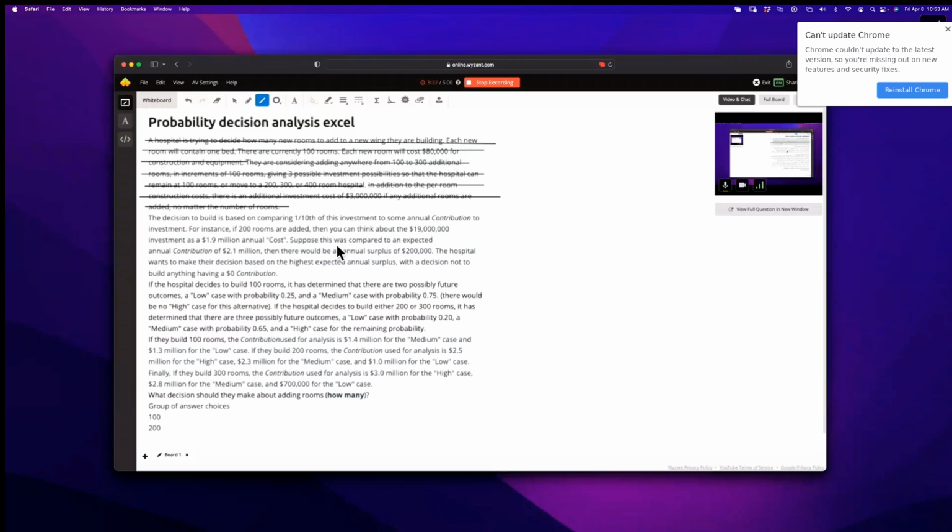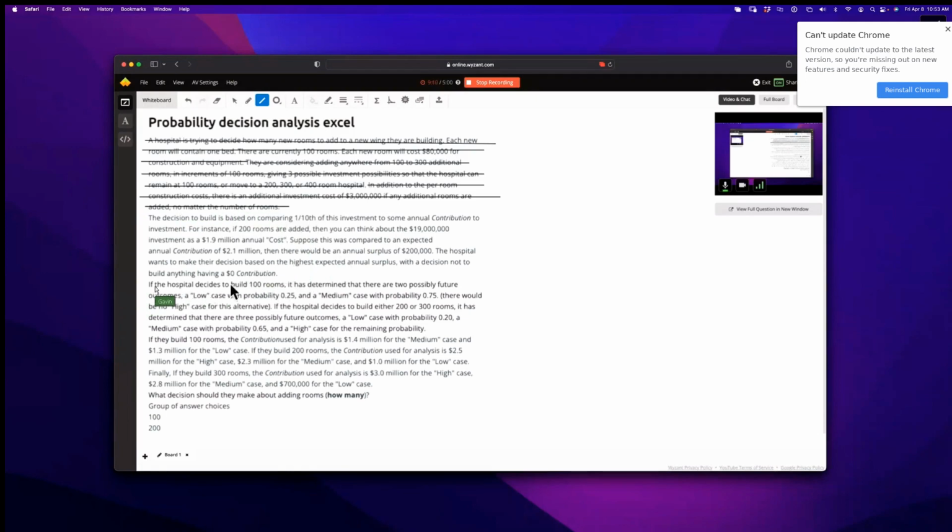The hospital wants to make their decision based on the highest expected annual surplus, with a decision not to build anything having a $0 contribution. So that paragraph, I don't fully understand that paragraph just yet. Let's go to the next part.